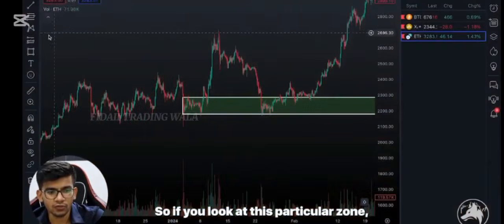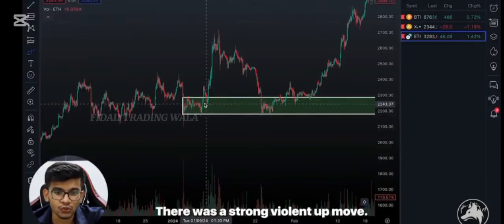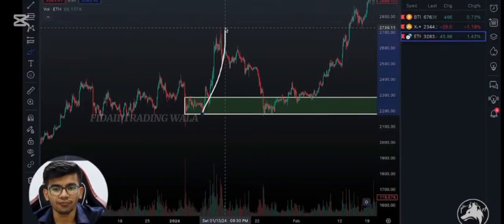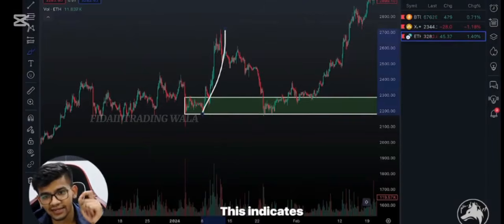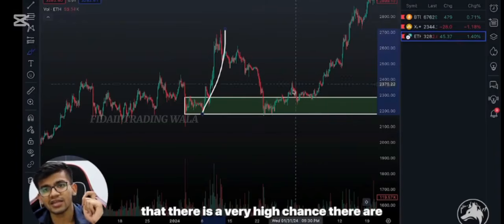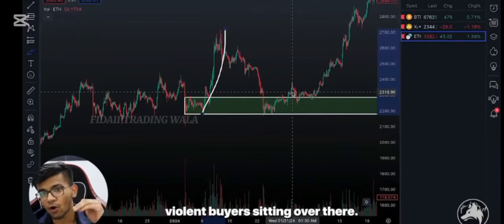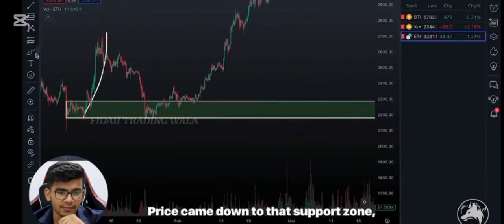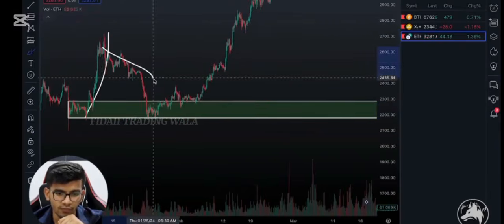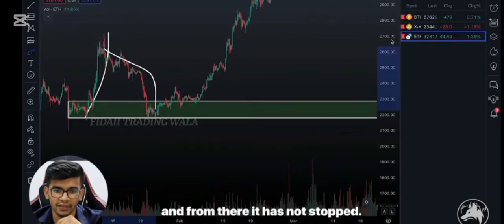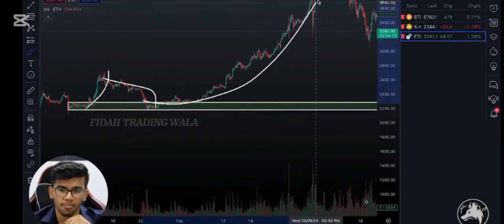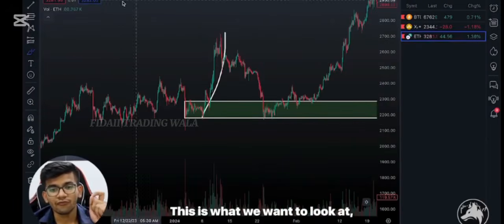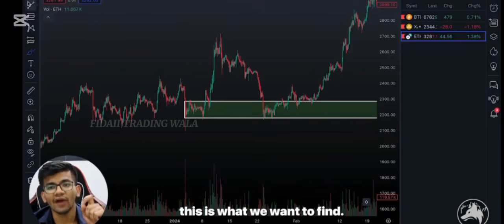If you look at this particular zone, what exactly happened here? There was a strong violent up move. What does this indicate? This indicates that there is a very high chance there are violent buyers sitting over there. And then look what happened. Price came down to that support zone, respected the zone, and from there it has not stopped. This is what we want to look at. This is what we want to find.